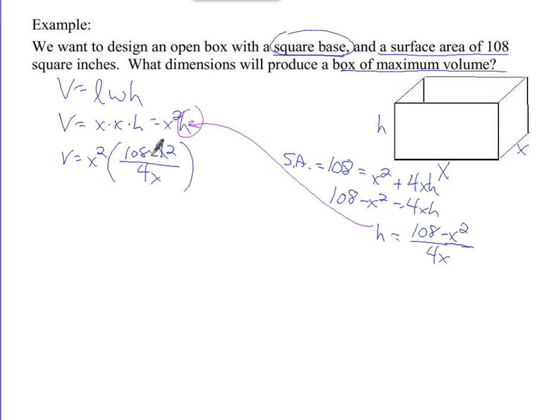Distribute, or you could say that this x squared and this x goes away. So I'm just going to distribute first just to show you. 108 x squared minus x to the 4th over 4x.